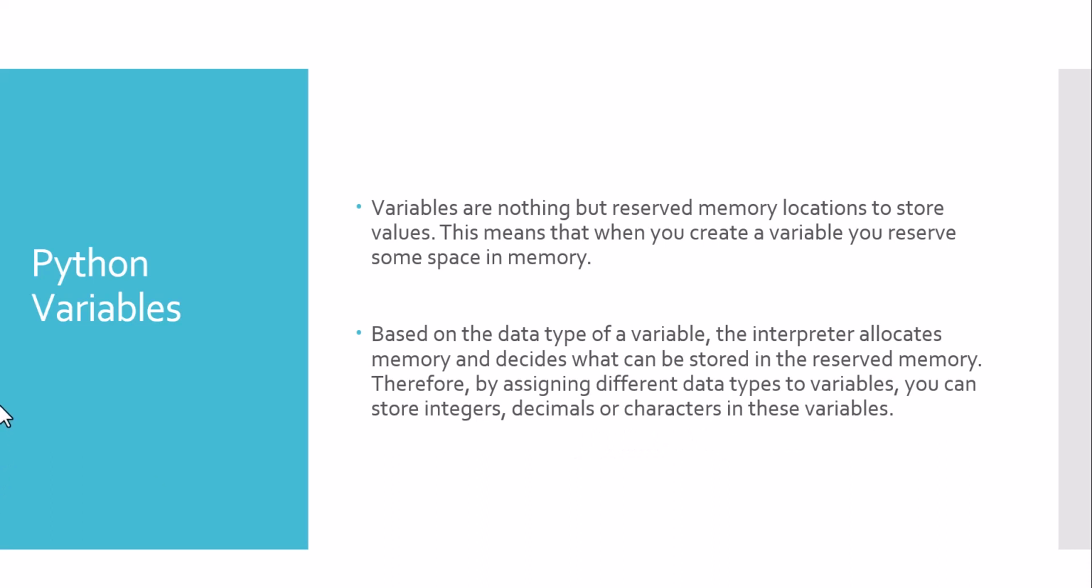Based on the data types, our interpreter, which is running our programs, our Python interpreter, is going to allocate the memory. We will learn in the next section what a data type is. The interpreter decides what can be stored in the reserved memory, and that is based on the data type. So our interpreter allocates the memory and decides what can be stored in that reserved memory.